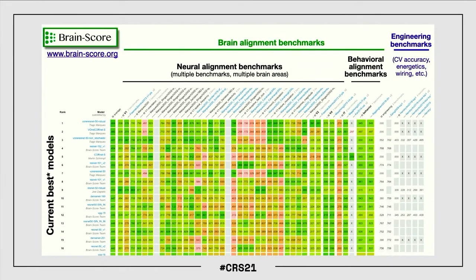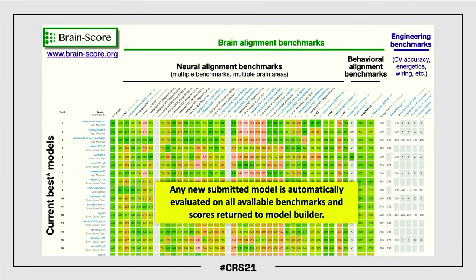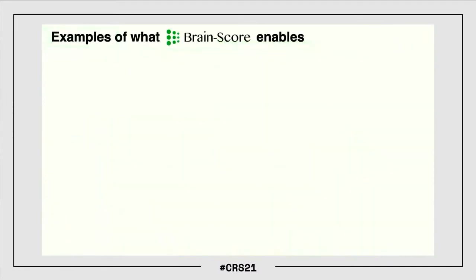There are a lot more benchmarks than you saw on that early slide a minute ago. And what you see is neural alignment benchmarks, and behavioral alignment benchmarks, which to me are all about the brain alignment benchmarks that I described at the beginning. We also have engineering benchmarks like ImageNet performance or measures of energetics that we're working on, and that's also important. So any new model that's submitted is automatically evaluated on these benchmarks and returned to the model builder.